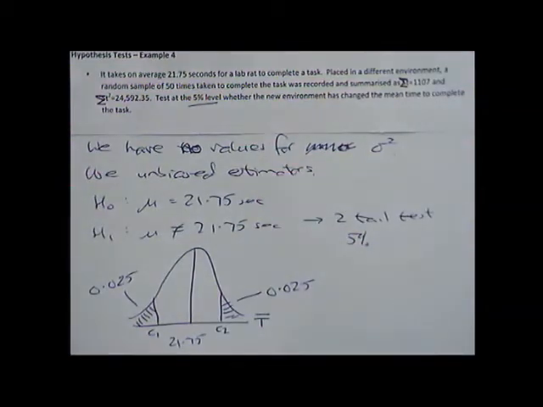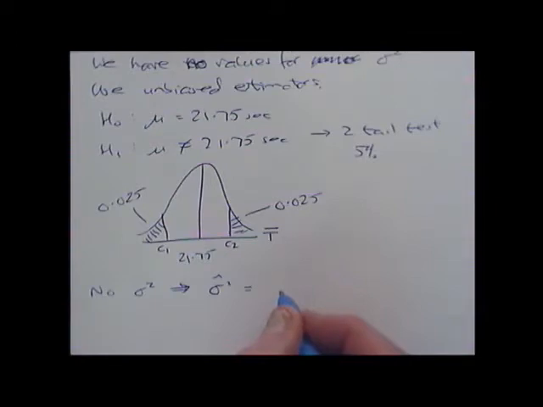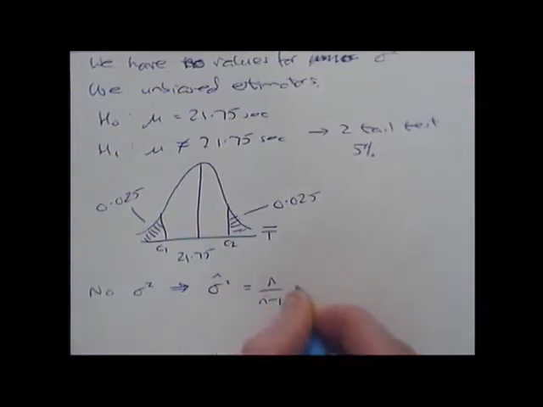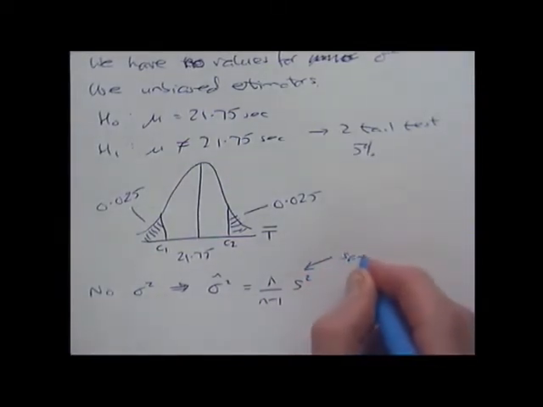So yeah, we don't know sigma squared, okay? So we have no sigma squared, so we use our unbiased estimator. Sigma squared hat. What is sigma squared hat? From this morning's lesson. n over n minus 1 times s squared, where s squared is the sample variance.